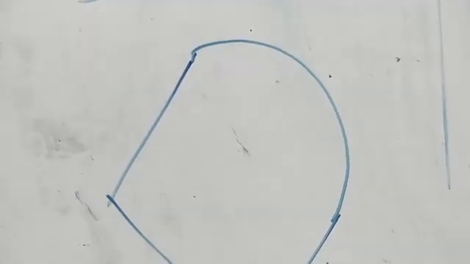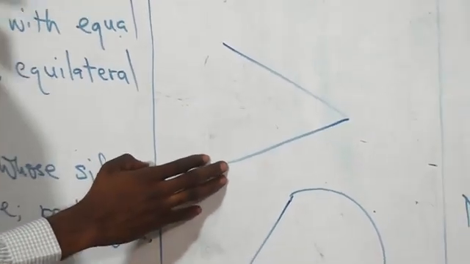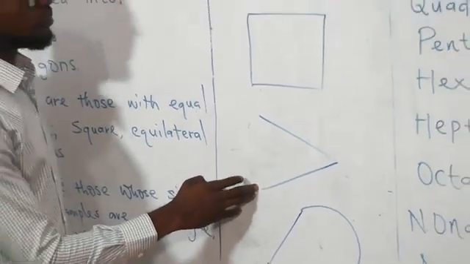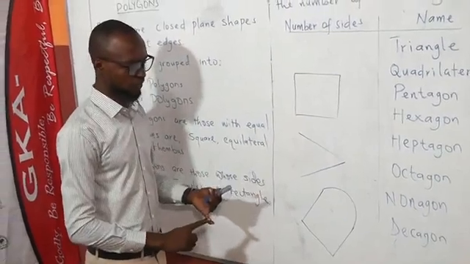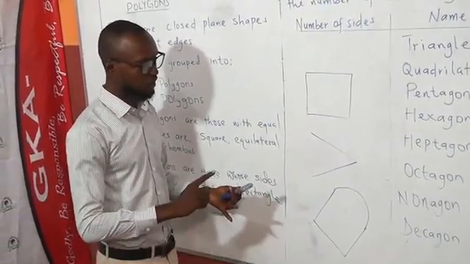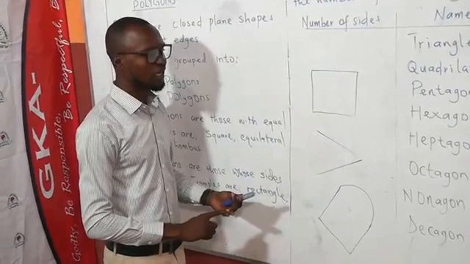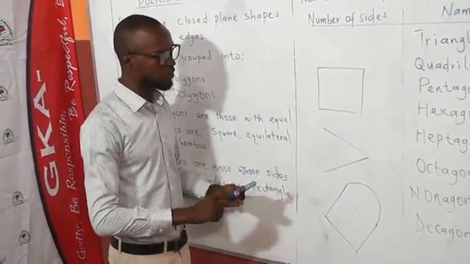Then look at this other one. It has 4 edges. 3 of the edges are straight, while the other one is curved. Therefore, it is not a polygon. Now, for a plane shape to be a polygon, it must have straight edges. It must be closed, and it also must be a plane shape.